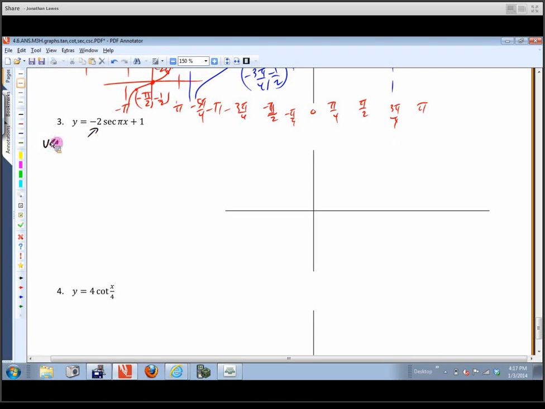Notice that I've got a vertical flip with the negative and a stretch with the 2. This is a vertical shift with the plus 1, and I've got a period change factor. So the period now is 2 pi over pi. So that's 2 pi over pi. I've got to write it and say it, right? Okay, so that means the period is just 2. So let's think about this. We've got to make the right shape. Here's what the shape normally looks like. Secant normally looks like this.